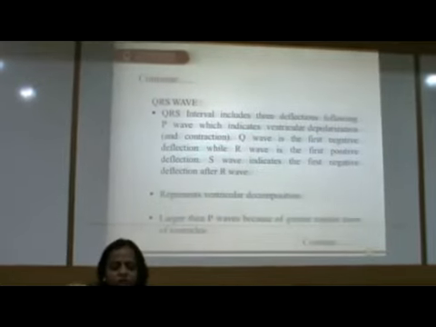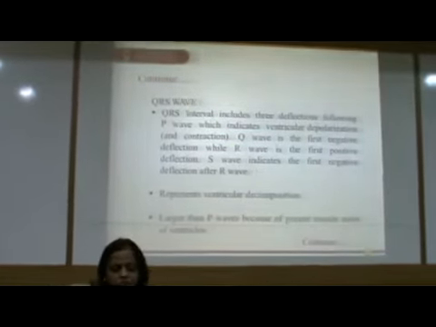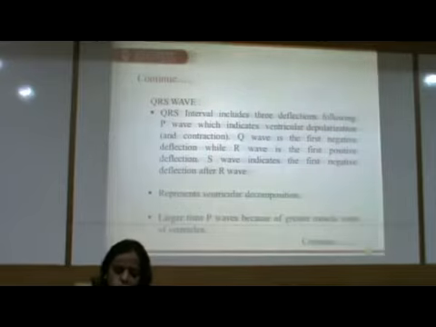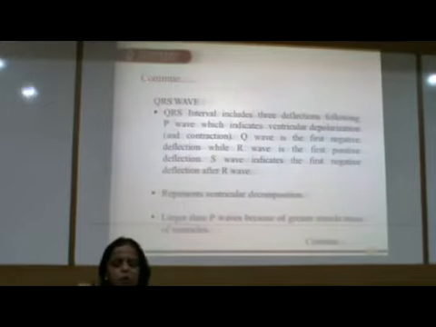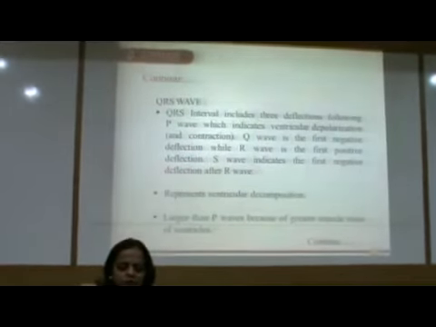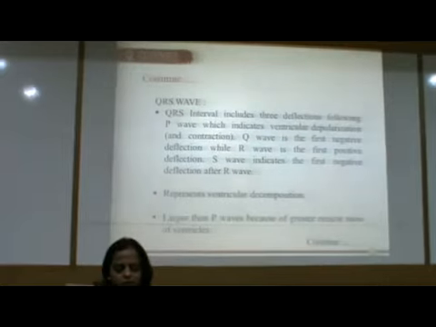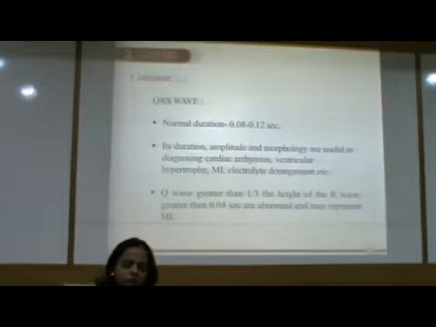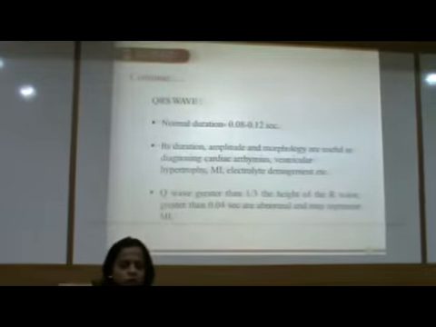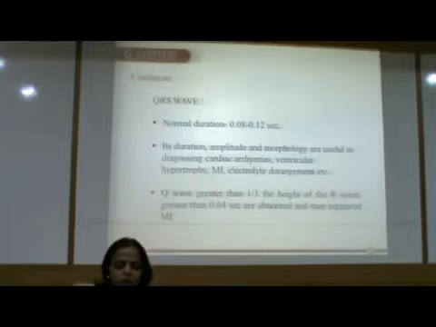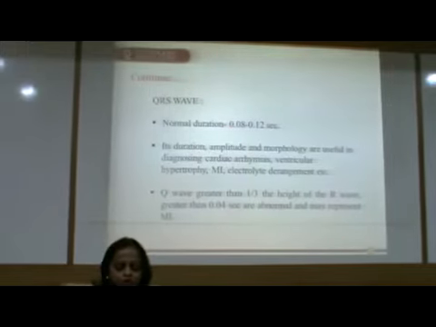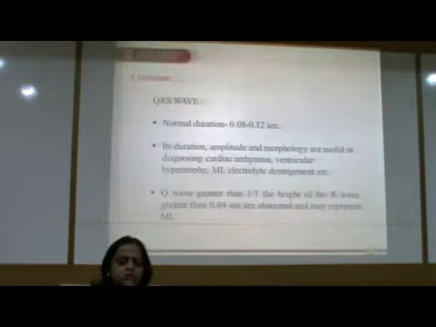Q wave is the first negative deflection, while R wave is the first positive deflection. S wave is the first negative deflection after the R wave. They represent ventricular depolarization. The QRS complex represents ventricular depolarization, larger than the P wave because of the greater muscle mass of the ventricles. The duration of the QRS complex is 0.08 to 0.12 seconds. Its duration, amplitude and morphology are useful in diagnosing cardiac arrhythmias, ventricular hypertrophy, MI, electrolyte derangement, etc.